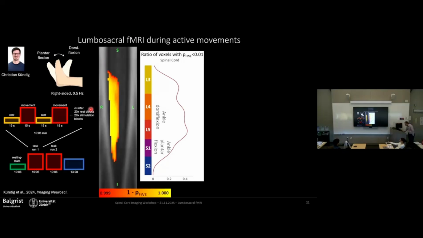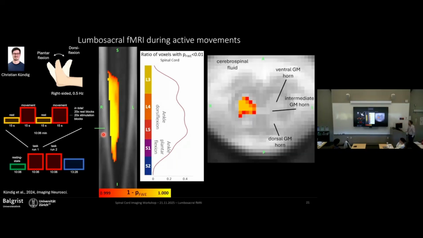So the first thing that you notice is that the activation in response to the active movement is extremely lateralized on the ipsilateral, in this case the right side of the spinal cord, and also the rostrocaudal distribution corresponded to what we expected. In the cross section, it was also what we expected. So you can see activity which corresponds very well to the ipsilateral ventral and intermediate horns. So we were very happy about these results. It seems that on the group level, at least, fMRI can provide very spatially specific results.